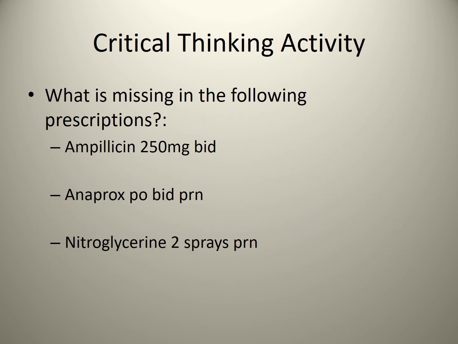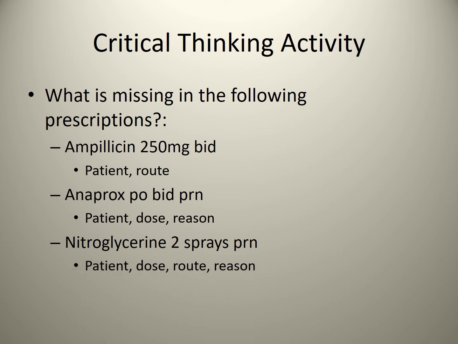So here's another critical thinking activity. What is missing in the following prescriptions? Ampicillin 250 milligrams BID. There's no patient, there's no route. Anaprox, PO, BID, PRN. No patient, no dose, no reason. Nitroglycerin 2 sprays PRN. No patient, no dose, no route, no reason.